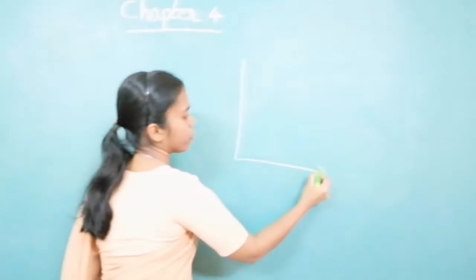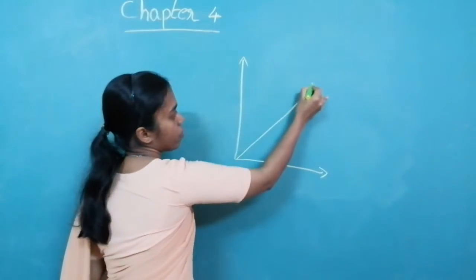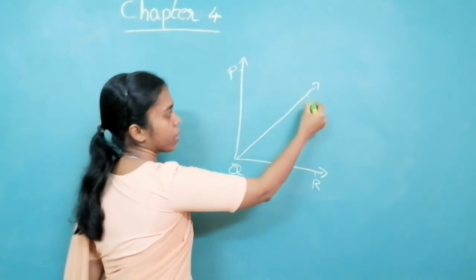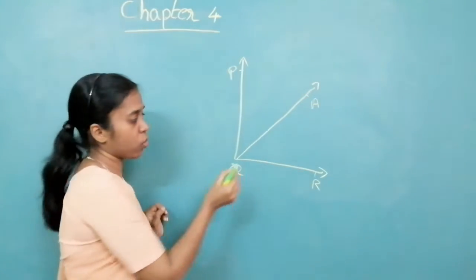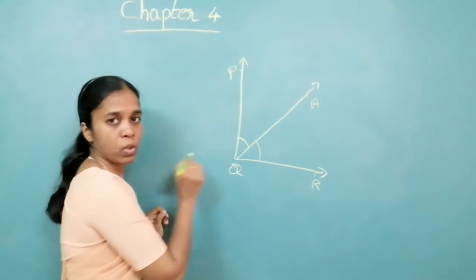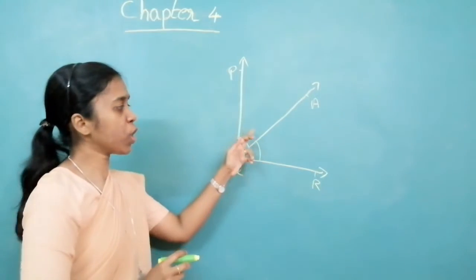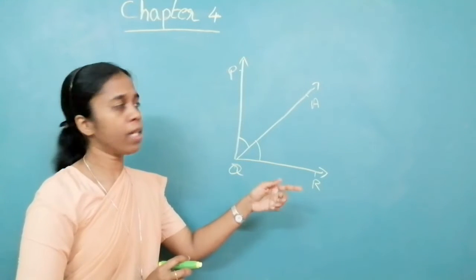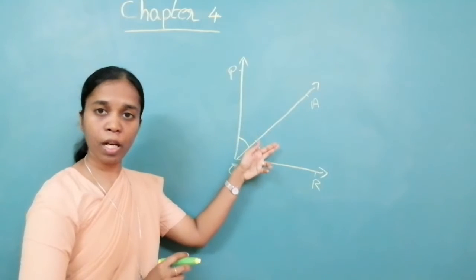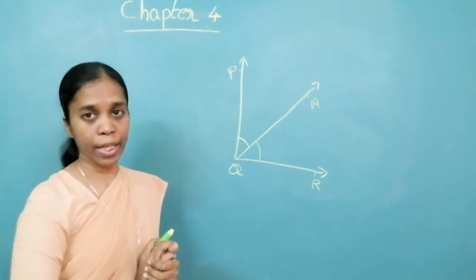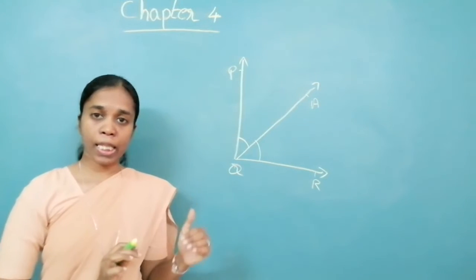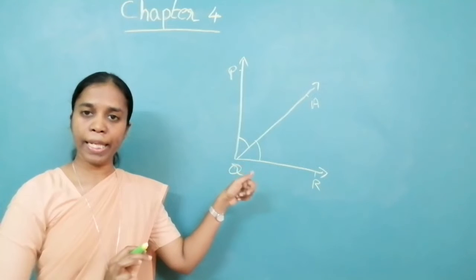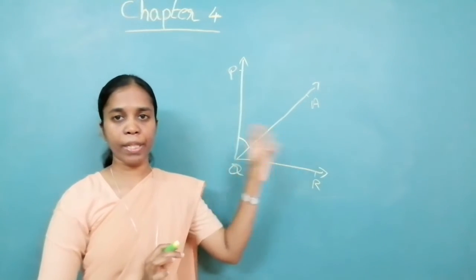Suppose I name this as angle PQR and this is my A. I have two angles over here, this and this. Sum of these two angles should be 90 degree. Then I can say that these two angles are complementary angles. I repeat, if the sum of the angles is 90 degree, then the given angles are complementary angles.